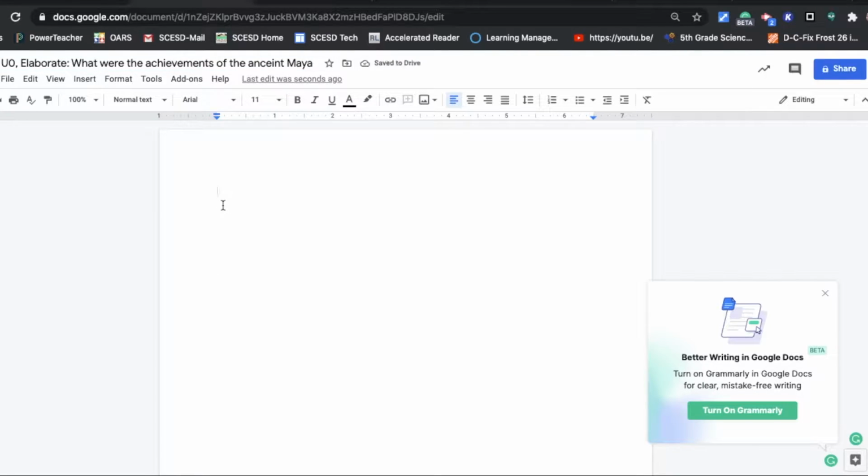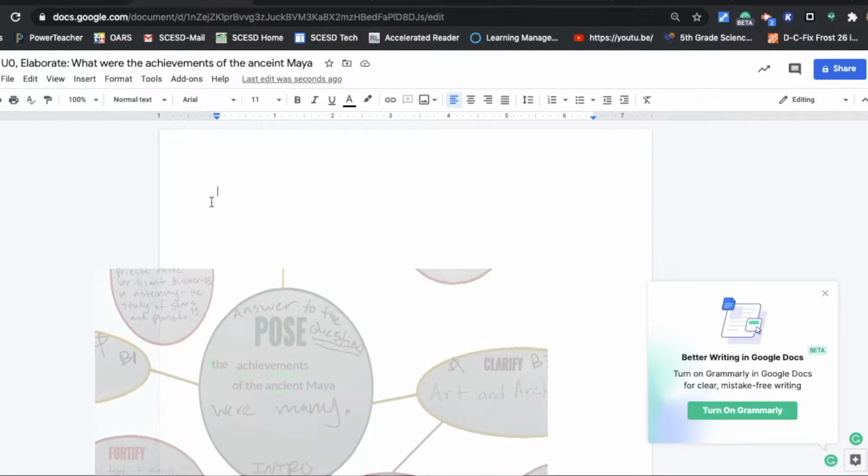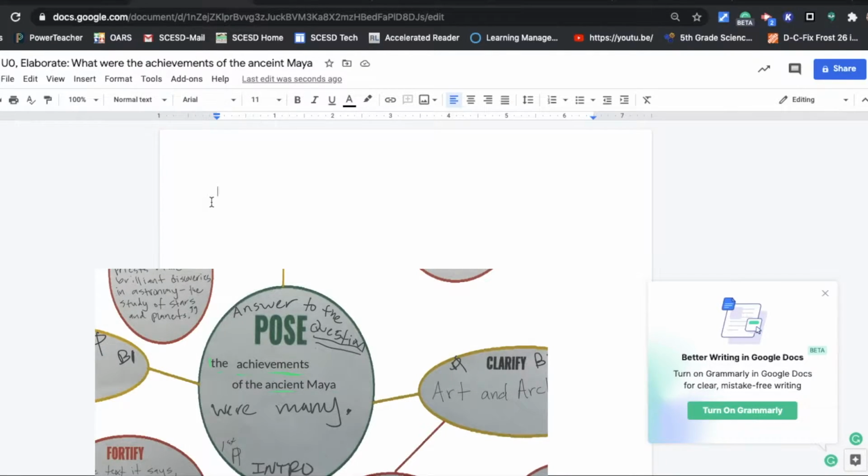We can click inside of our doc, and now we can start to use the information from our mind map to fill in our essay. And so we're going to start with the first part of our essay, which is the pose. That is our intro paragraph. It is the first paragraph in our essay. So we're going to go ahead and type it out.